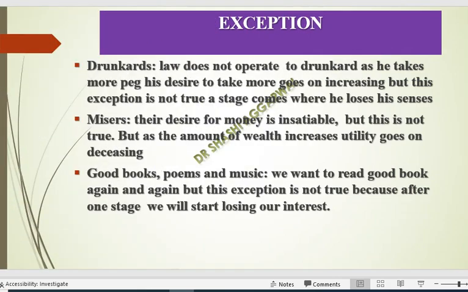Drunkard. This law does not apply to the drunkard. As he takes more alcohol, his desire to have more goes on increasing. But this exception is also not true. A stage comes where he loses his senses and starts vomiting.